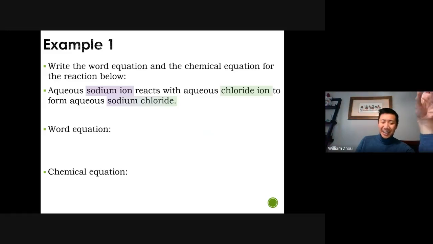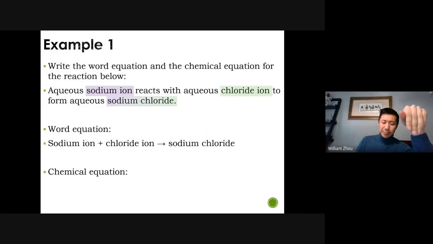So I highlighted all of the chemicals here. And there, that's my word equation: sodium ion plus chloride ion, arrow, sodium chloride. Does that make sense? Just put them together. And please don't spell these wrong. You literally copy it from the question. Please don't copy that wrong. You cannot spell chemicals wrong.